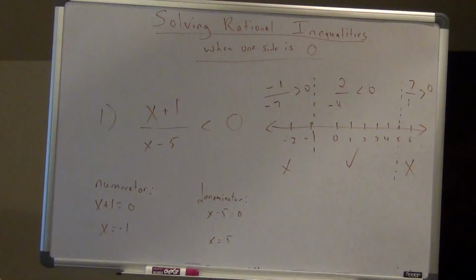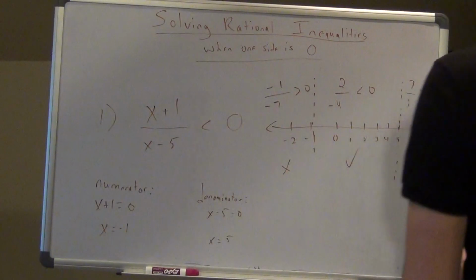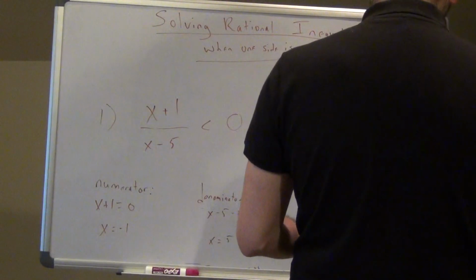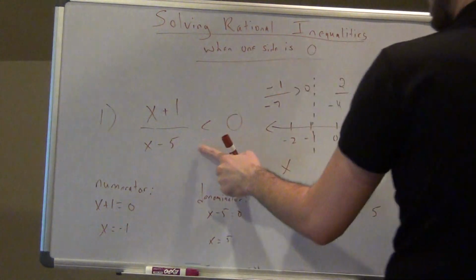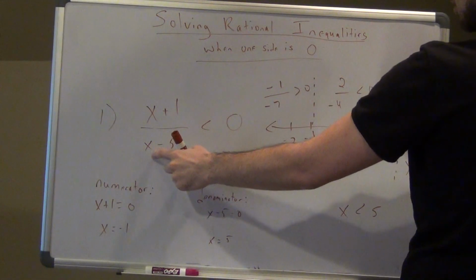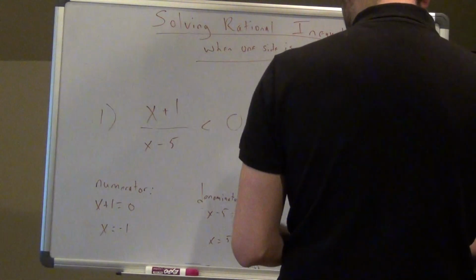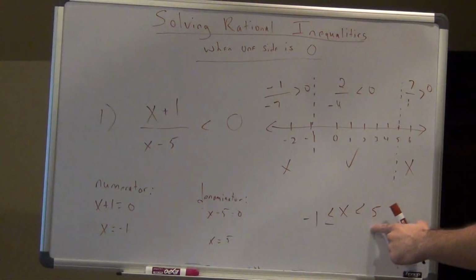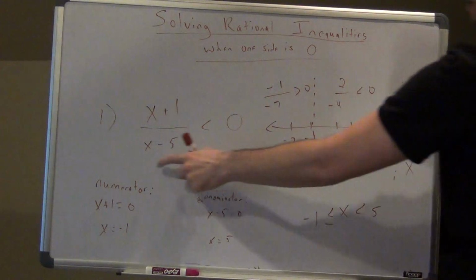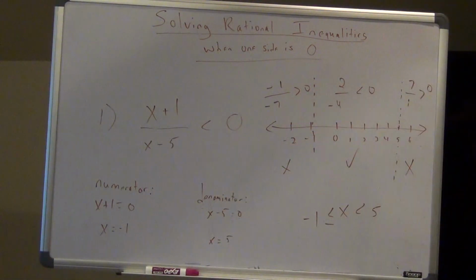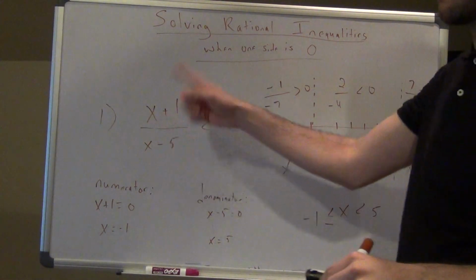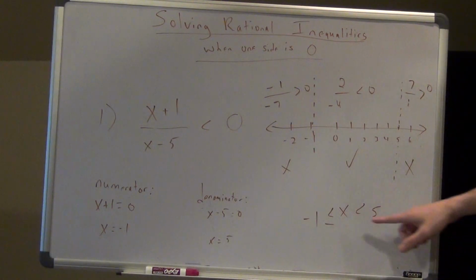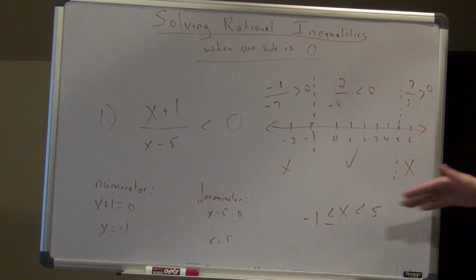Alright, so what I'm going to do is set up my answer. It's going to be x is less than 5, not equal to 5, because 5 is going to make the function undefined, and everything greater than or equal to negative 1. So x is going to be between negative 1 and 5, but not equal to 5, because we can't plug in 5, we can't divide by 0.